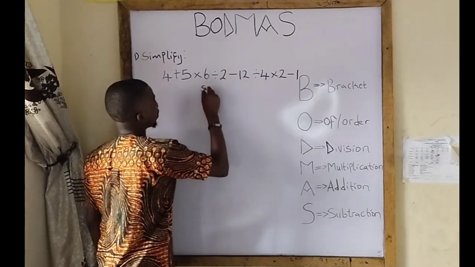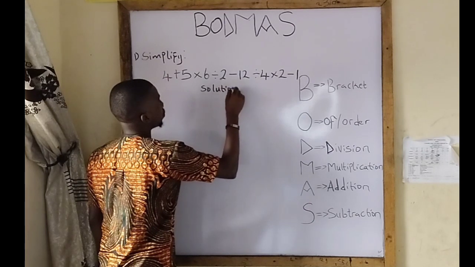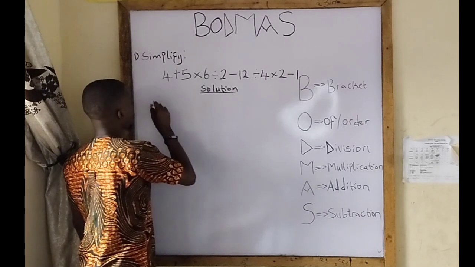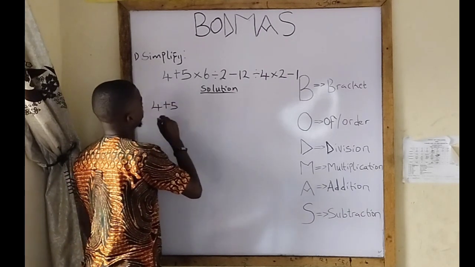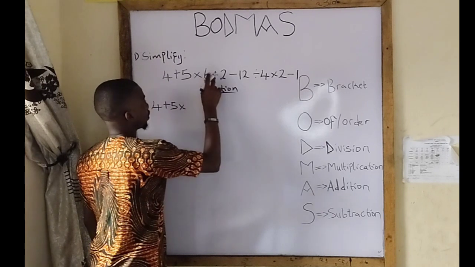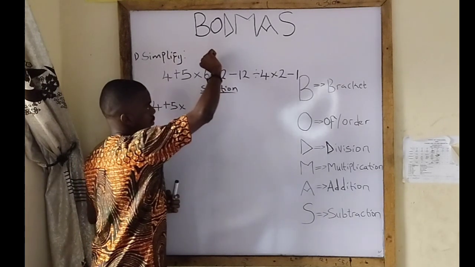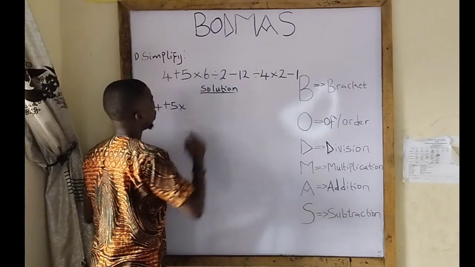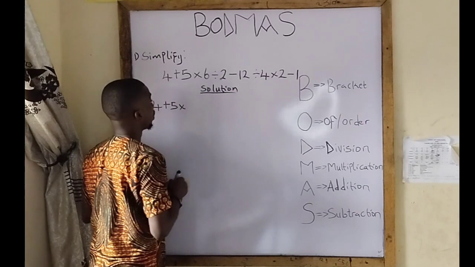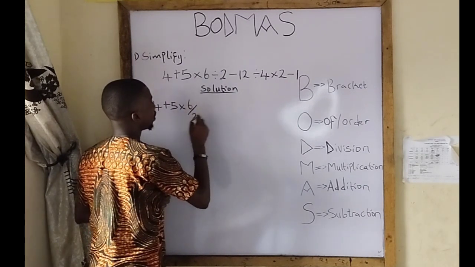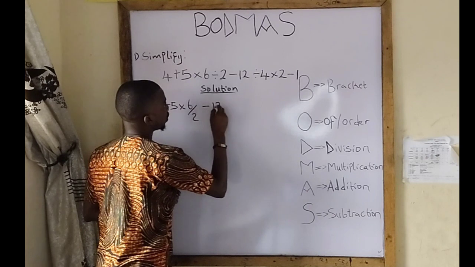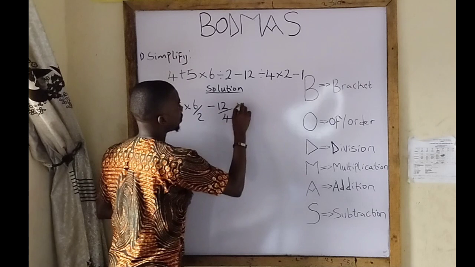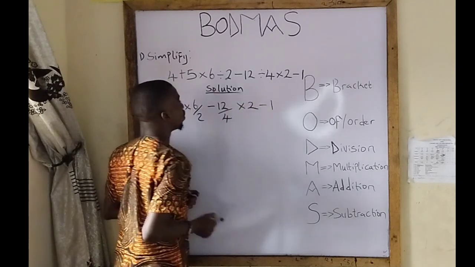So we solve from left to right. Now we have 4 plus 5 times, but we are actually going to divide first, because division stands higher in the order than the other arithmetic operations in this mathematical expression. So first we put this in fraction form: 6 over 2, and minus 12 over 4, times 2 minus 1.